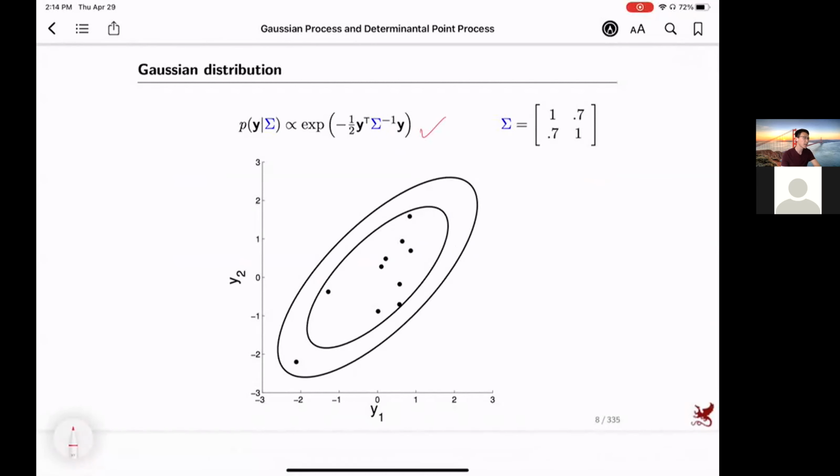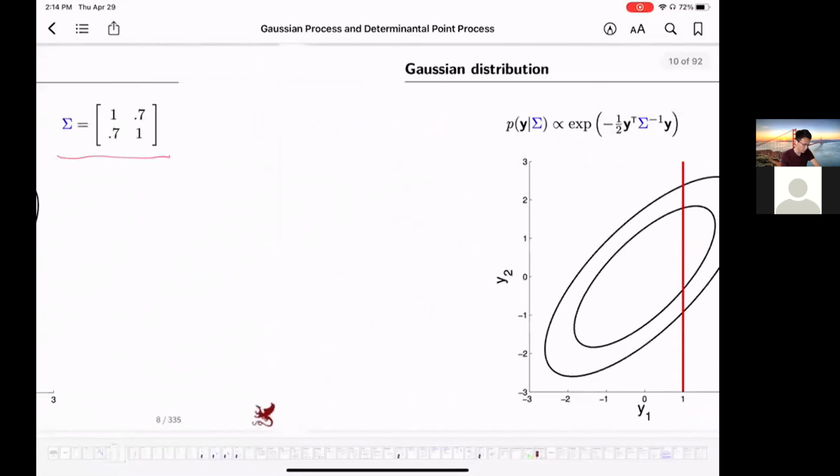For simplicity, I will just assume there is no mean parameter. So basically, the Gaussian is centered around 0. And in this case, the only parameter we have in this Gaussian is this covariance matrix. As long as I know this matrix, I'm able to specify the whole Gaussian distribution. And these black points are just showing some examples I got from this Gaussian distribution.